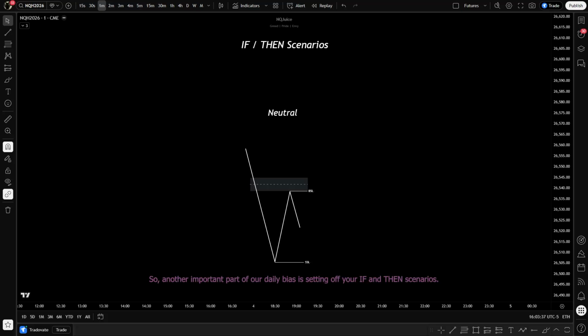So another important part of our daily bias is setting up your if and then scenarios. For example, right now here we have an unmitigated fair value gap with some buy-side liquidity, and we have sell-side liquidity, let's say it's equal lows resting below. So if it wants to go high to that fair value gap and that buy-side liquidity, expect price to sweep those equal lows and take that liquidity to push higher to the FVG. And in the other scenario, if price wants to go to the equal lows, I expect price to sweep the FVG high and then use that FVG to push itself to the sell-side liquidity.